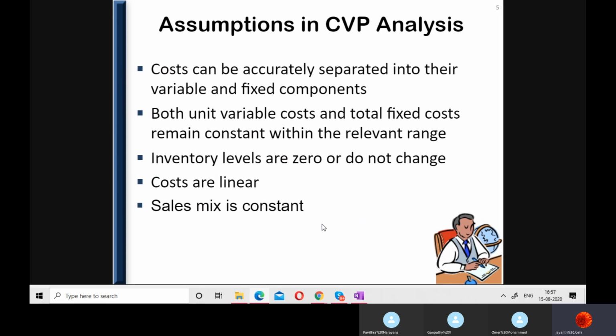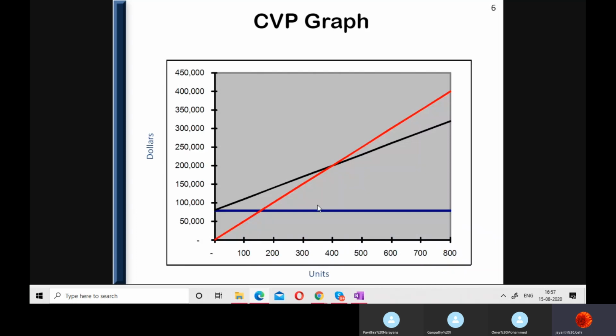Now, both unit variable cost and total fixed cost remain constant within the relevant range. I already explained that. Inventory levels are 0 or do not change. Costs are linear. Linear is nothing but, you increase the number of units, the cost will change. So there will be a perfect relationship between cost and number of units. Sales mix is constant. That means whenever you mix a number of goods and sell, that will be constant. This is the CVP graph.